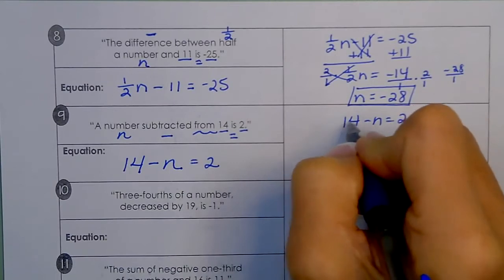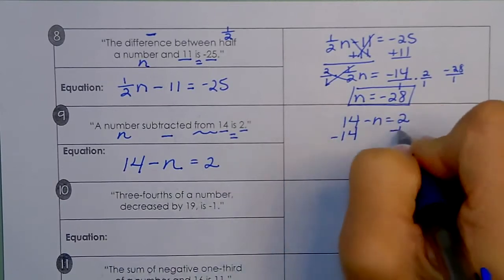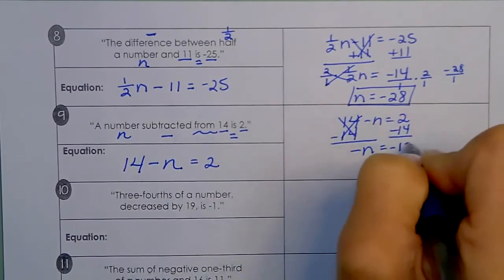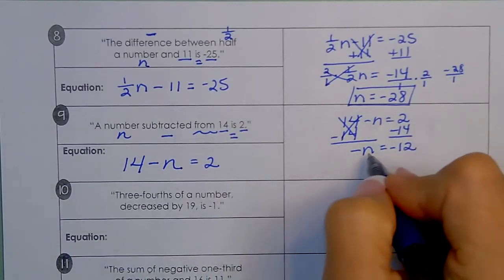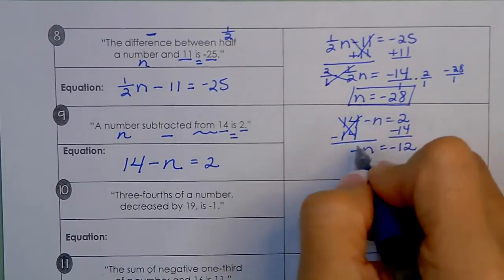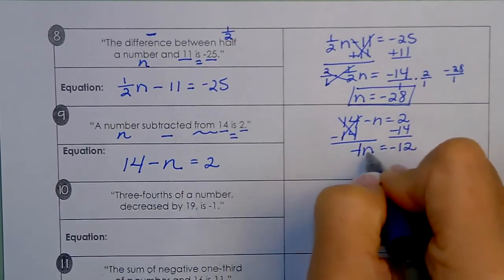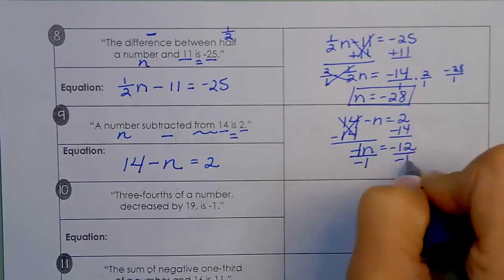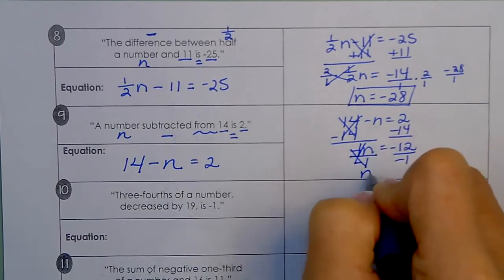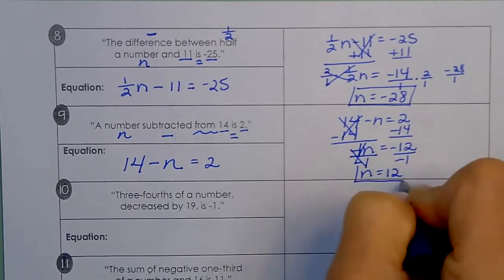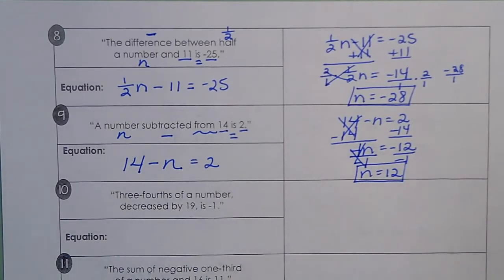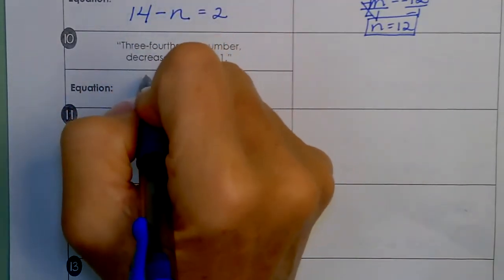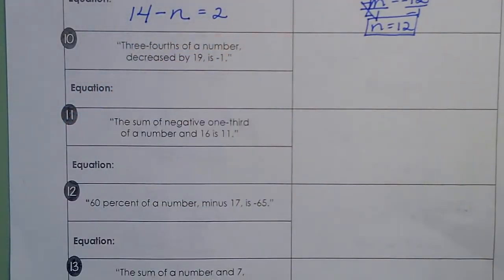Okay, so this is a positive 14, so I'm going to subtract 14 from both sides. Negative n equals negative 12. All right, this needs to be a positive n. And so since this is the same as negative 1 times n, I'm going to divide both sides by that negative 1. And I get n equals 12.